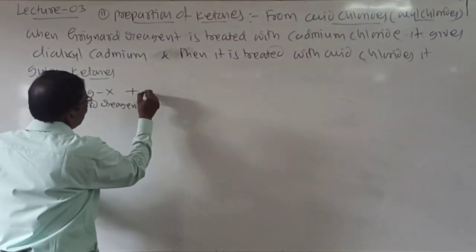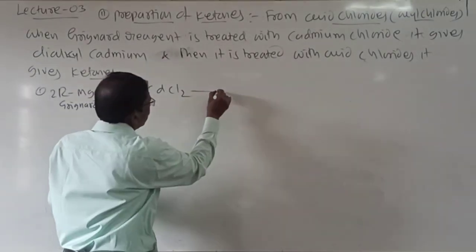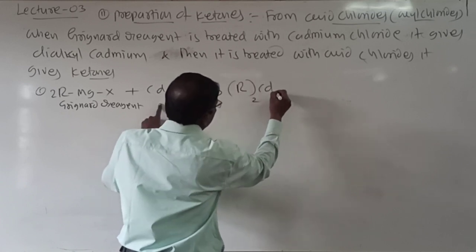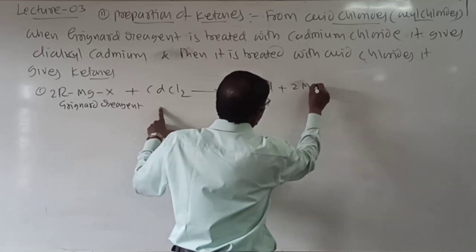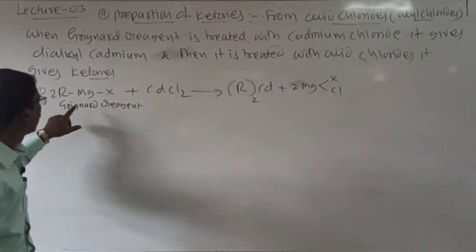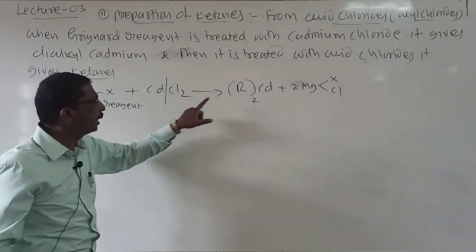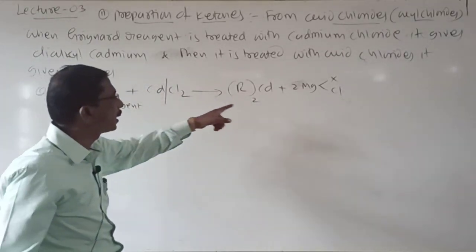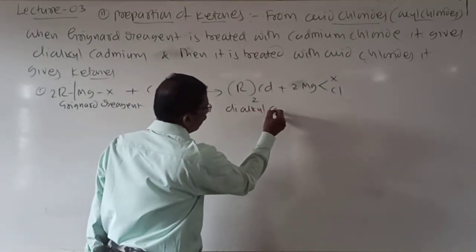So when it is treated with cadmium chloride, I will take 2 molecules here, and then it forms R2Cd, cadmium, plus 2MgXCl. Look here students, so here R breaks and forms R2Cd, and then Mg is 2, X is also 2 and Cl is also 2, 2MgXCl. It is called dialkyl cadmium.